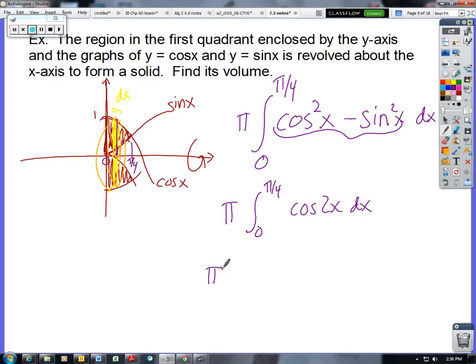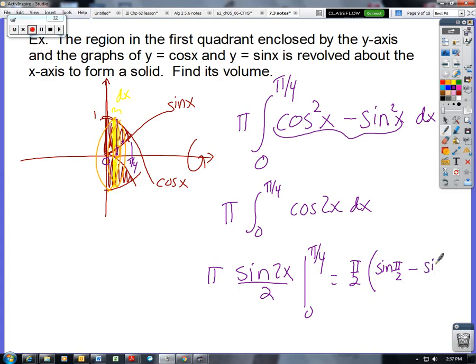So let's see, that's going to be, sorry, not negative, that's not right. Sine of 2x over 2. There's the pi out there from 0 to pi over 4. And then I'll just take the pi over 2 out front. And then we've got sine of 2 pi over 4, that's the same as sine of pi over 2, minus sine of 0. So sine of pi over 2 is 1. 1 minus 0. So you get pi over 2.